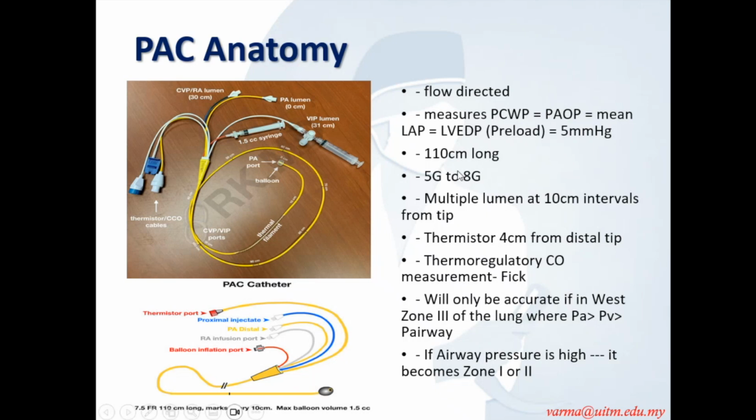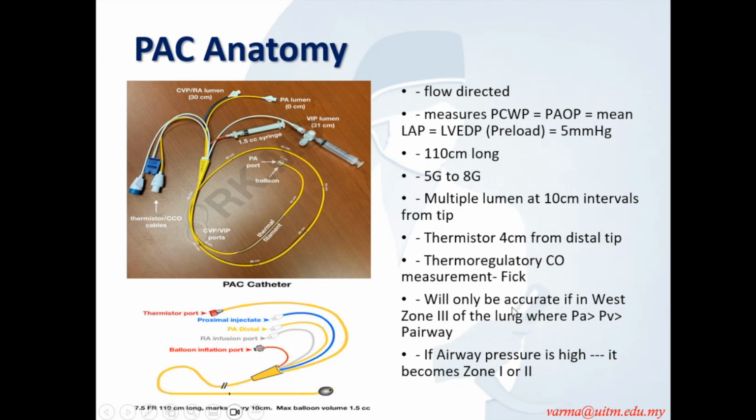I've explained extensively there. It is usually 110 centimeters long and its size is 5 gauge to 8 gauge. It has multiple lumens, with a marker at 10 centimeter intervals. At the end, 4 centimeters from the tip, there is a thermistor, to measure the temperature change. It is a thermodilution cardiac output measurement using Fick's principle.